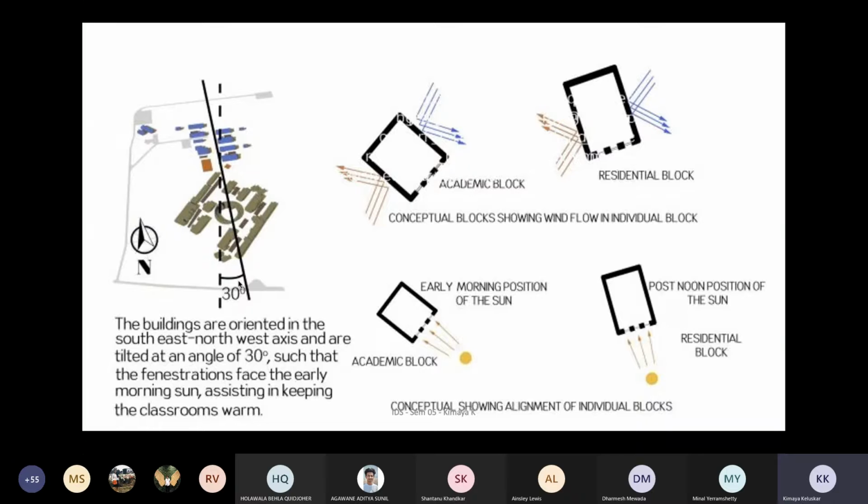So that's why, how do you position your academic block? You invite the morning sun, because you will have students inside the school early in the mornings, and they will start their entire day. And what happens to the noon position?